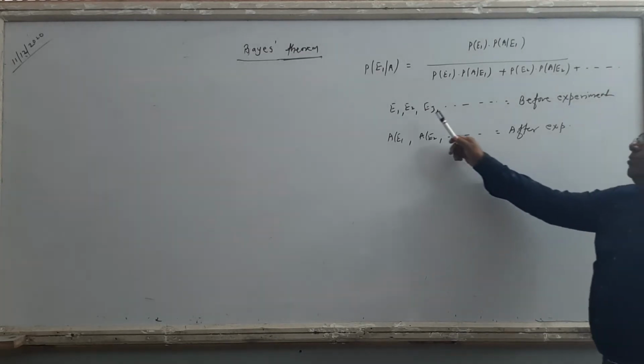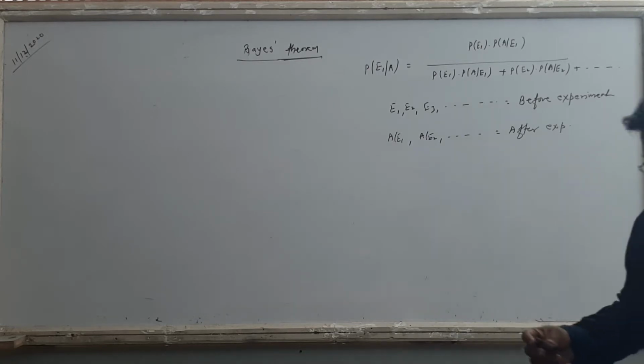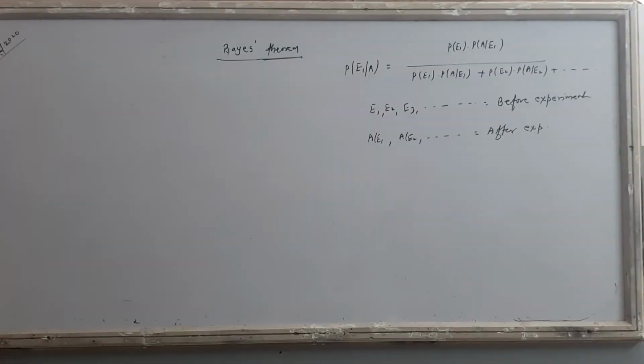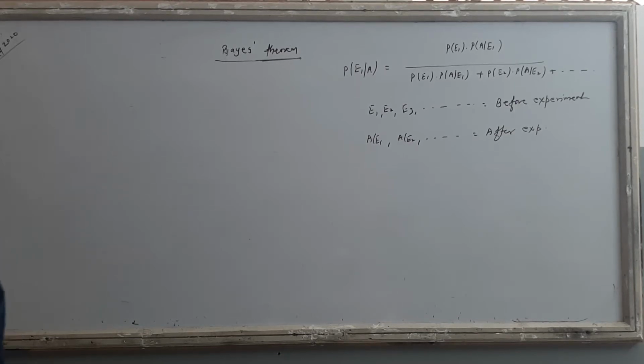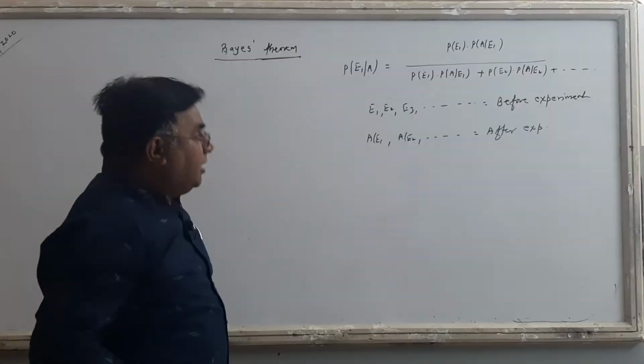You know, so E1, E2, E3 are before the experiment. And A by E1, A by E2, A by E3 are after the experiment, right? Before experiment and after experiment. Then before the experiment you have E1, E2, E3, and A by E1, A by E2 are after the experiment. Now look.